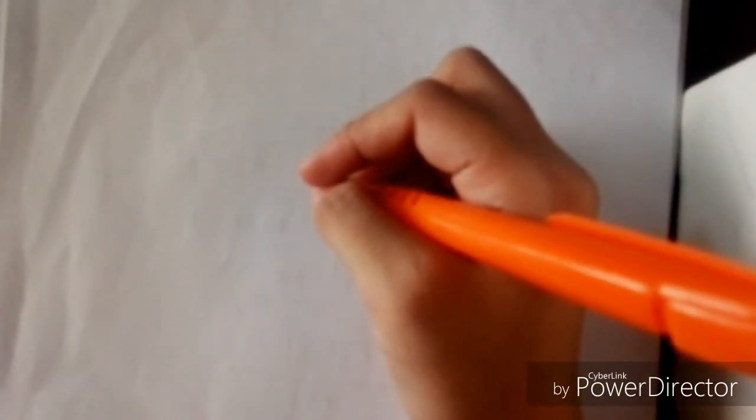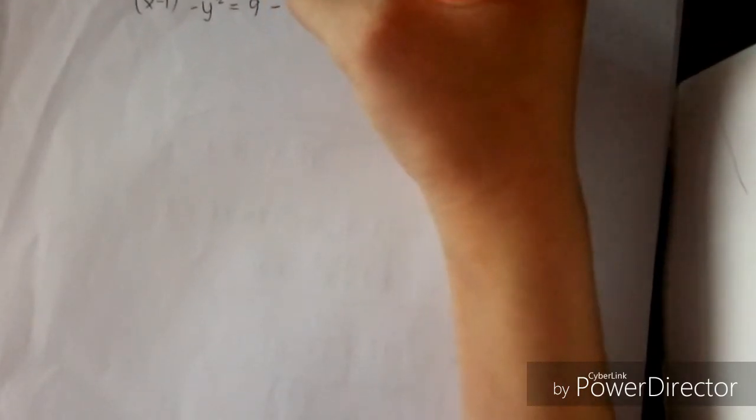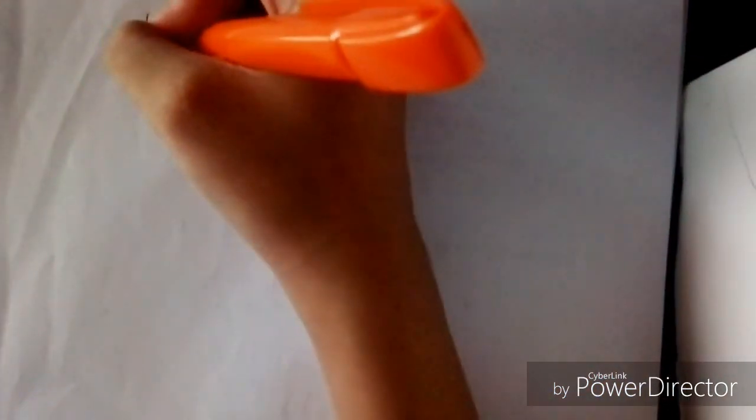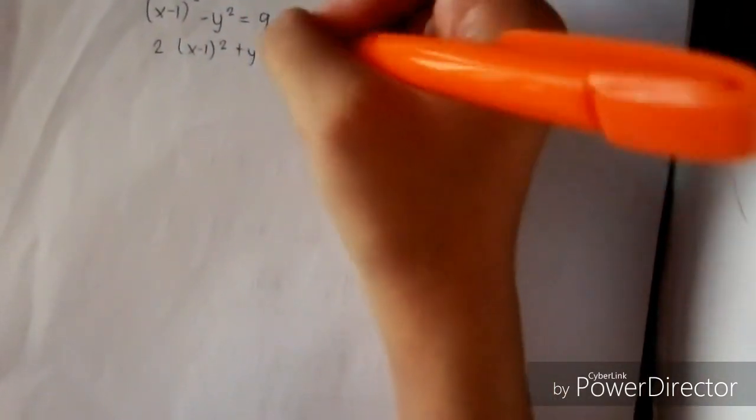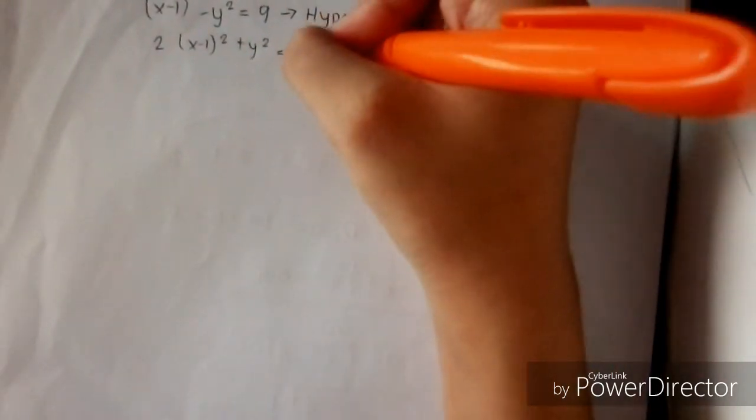We will now get to our final example. The given in our final example is x minus 1 to the second power minus y to the second power equals 9. We will notice that this equation is a hyperbola. The other given, which is 2 times x minus 1 to the second power plus y to the second power equals 66. You can notice that this equation is an ellipse.